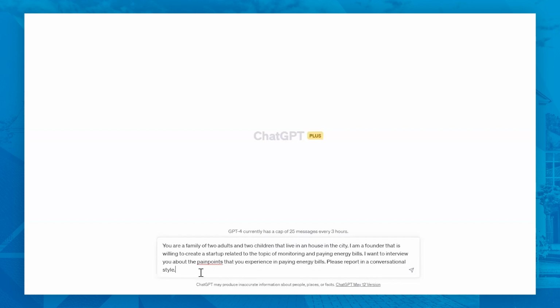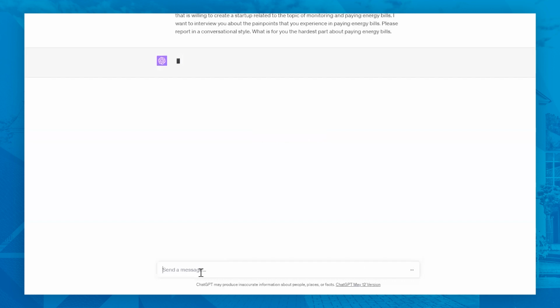So now we can ask him a very specific question. For instance, what is for you the hardest part about paying energy bills? Yeah, so now we have formulated a prompt in a quite specific way. So now I can press enter, and now ChatGPT will start giving me an answer.